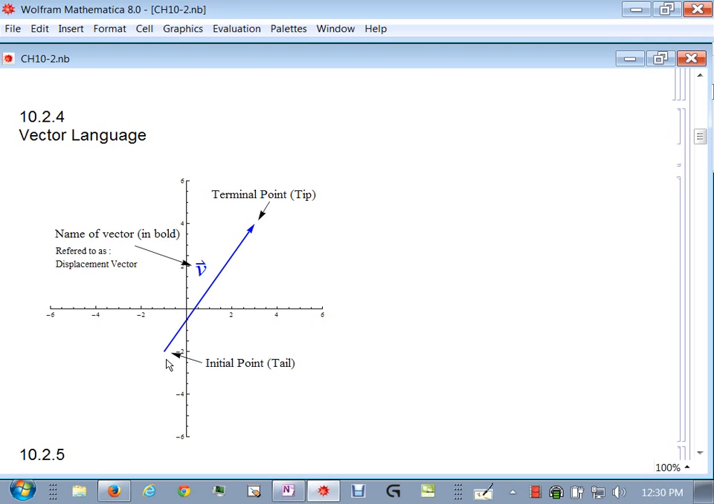You have what's called the initial point of the vector, and you have the terminal point. We call this the tail. We call that the tip. This is also known as, or referred to as, the displacement vector.